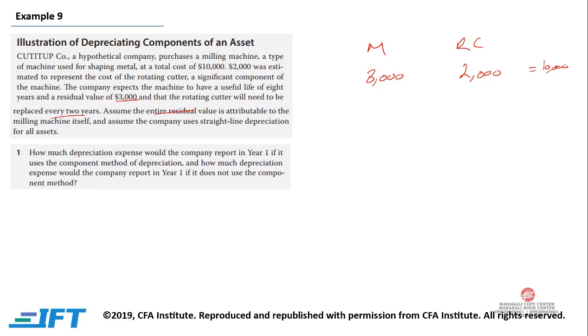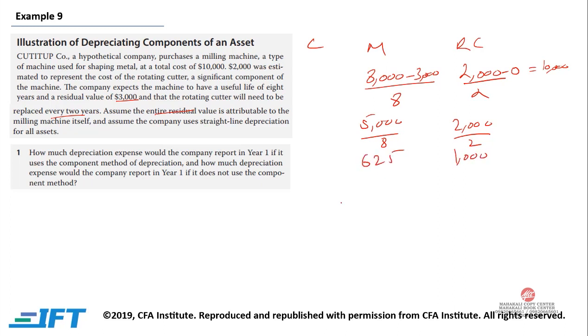And assume the company uses straight line depreciation for all assets. Now the first question is, how much depreciation expense would the company report in year 1 if it uses the component method of depreciation? And how much if it does not use the component method? In the component method, we depreciate both components separately. So 2,000 would be divided by 2 because it's straight line, there is no residual value. And 8,000 would be reduced by 3,000 because the residual value is 3,000, and the life of this machine is 8 years. So 5,000 divided by 8 and 2,000 divided by 2 gives us 625 over here and 1,000 over here. So the depreciation in the first year would be 625 and 1,000.